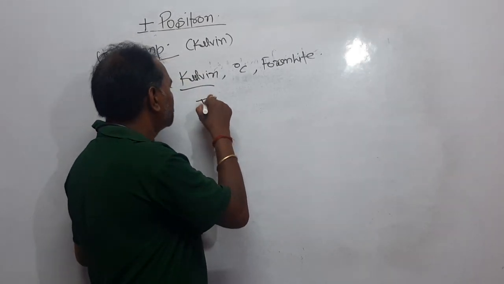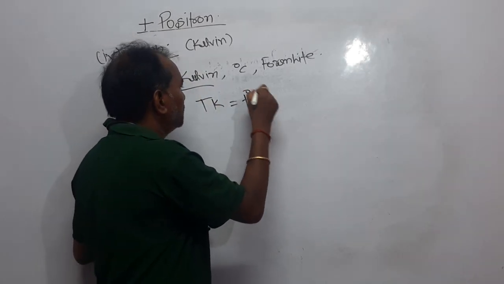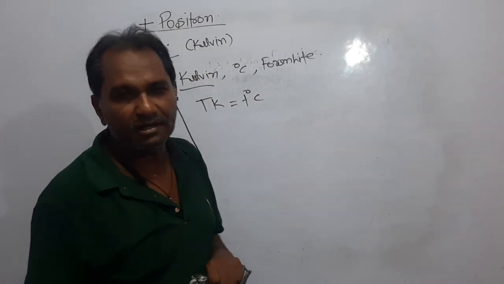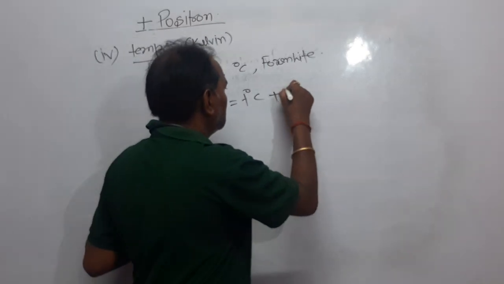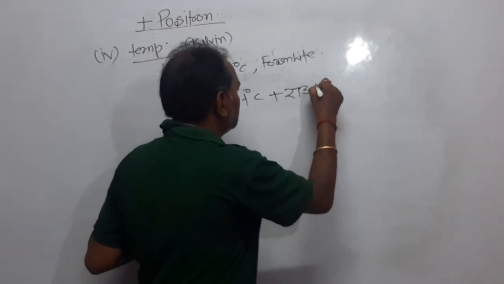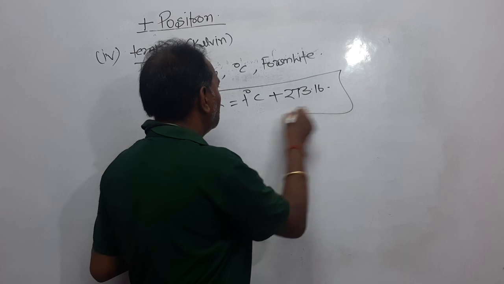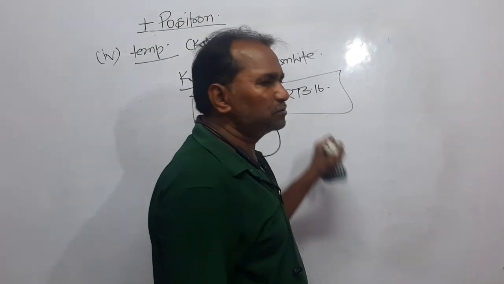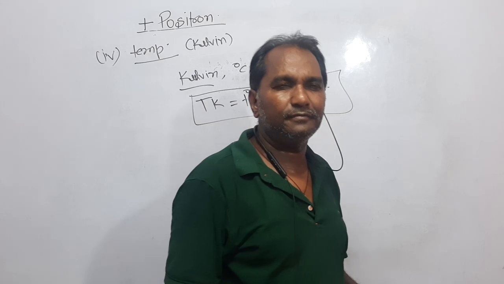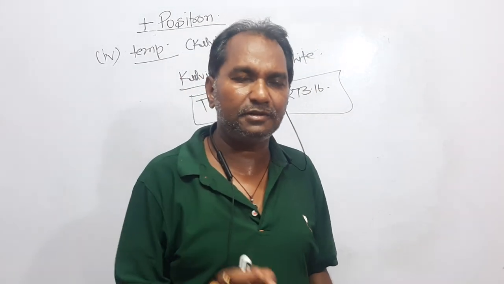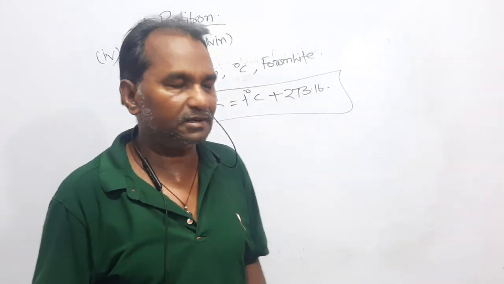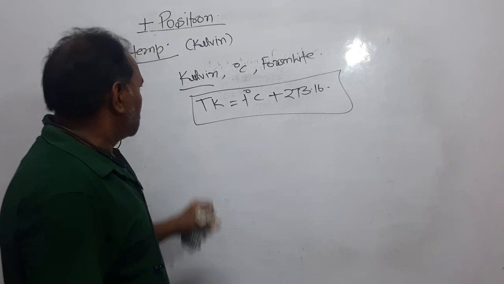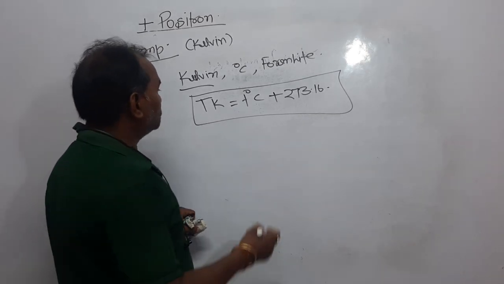T Kelvin is equal to, if a temperature is given in Celsius, add 273.16 to it and you will get the Kelvin, right? Generally we add 273 only. If it is given in Celsius, just add 273, you will get it in Kelvin.